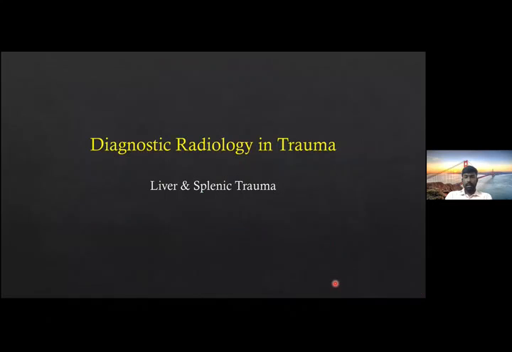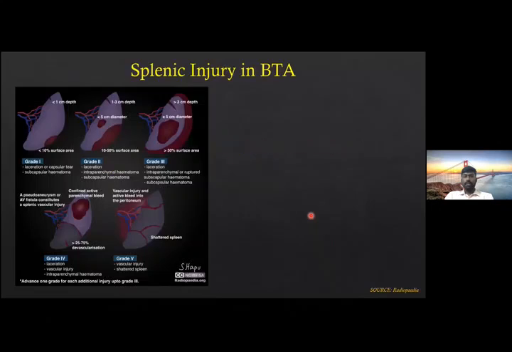So coming to the role of diagnostic radiology in trauma, we'll start with liver and splenic trauma. So this is the American Association for the Surgery of Trauma, AAST grading, which was revised in 2018 to include vascular injuries in the grading of liver and splenic traumas. These grades are available online, so it's not imperative that you have to memorize all these gradings.